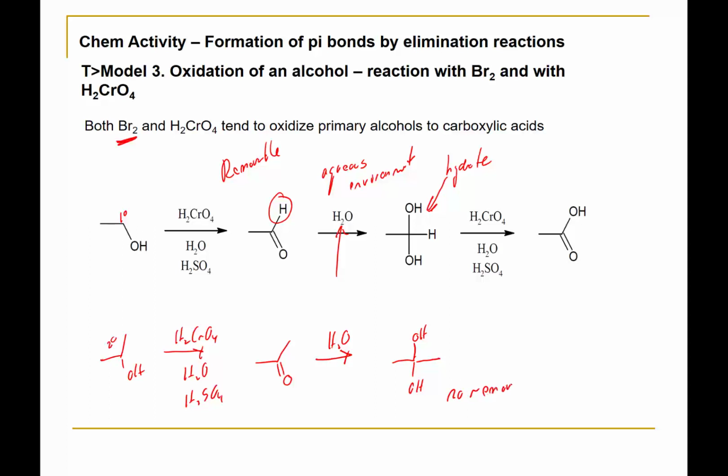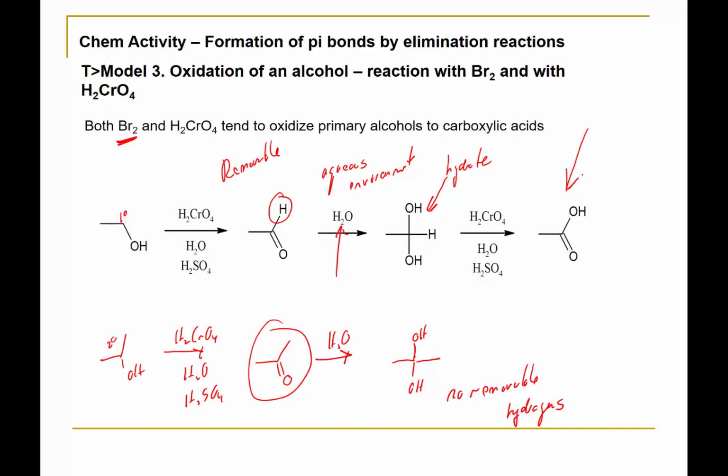So because there are no removable hydrogens, the ketone cannot be oxidized any further. Although the ketone may react with water to form this hydrate, there's no further oxidation. So the furthest we can oxidize a secondary alcohol is to the ketone. The furthest that we can oxidize a primary alcohol in organic chemistry terms will be the carboxylic acid.